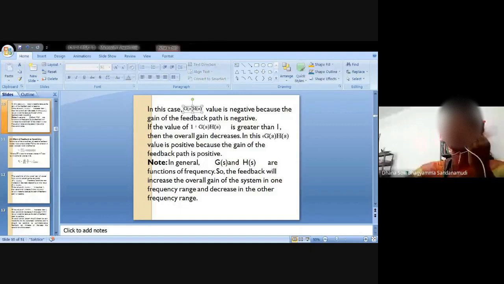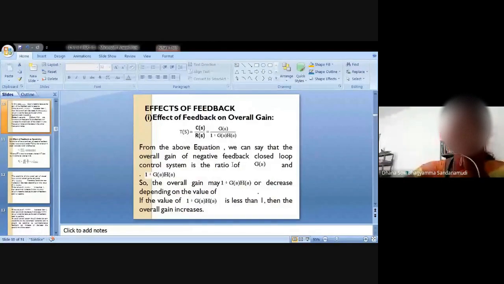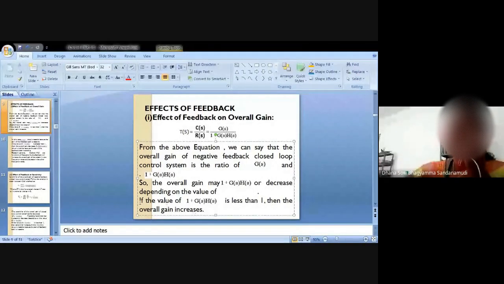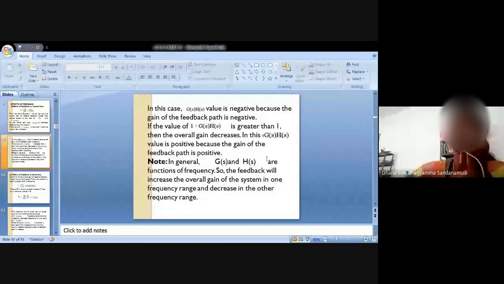In case the G of S H of S value is negative, because the gain of the feedback path is negative... If the value of 1 plus G of S H of S is less than 1, then the overall gain increases, which I have already told you. So as its value varies, automatically the gain is also varying. The gain also varies as the value of 1 plus G of S H of S varies.